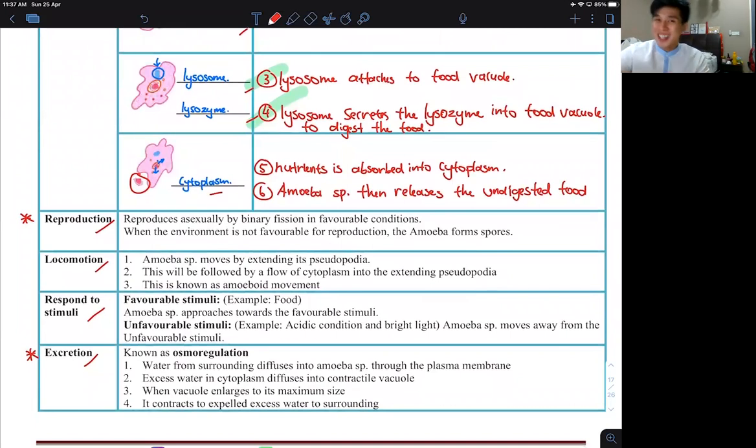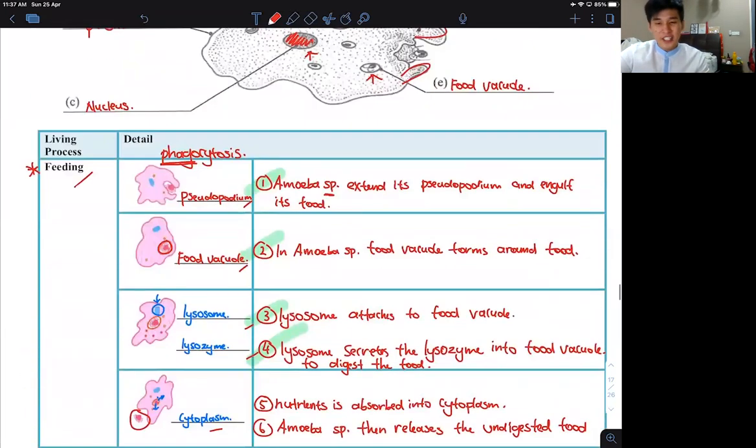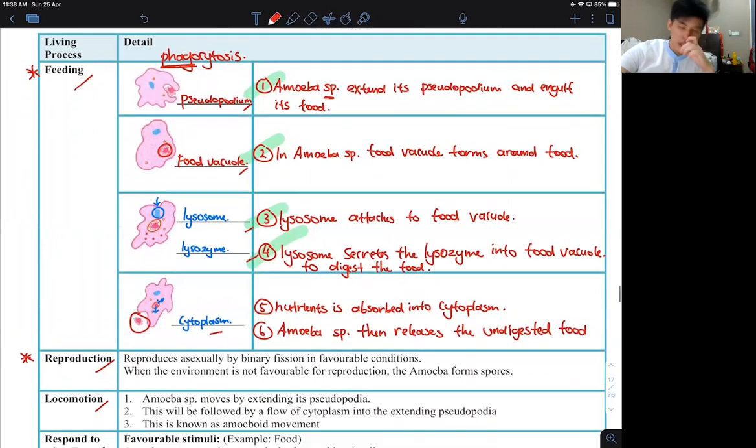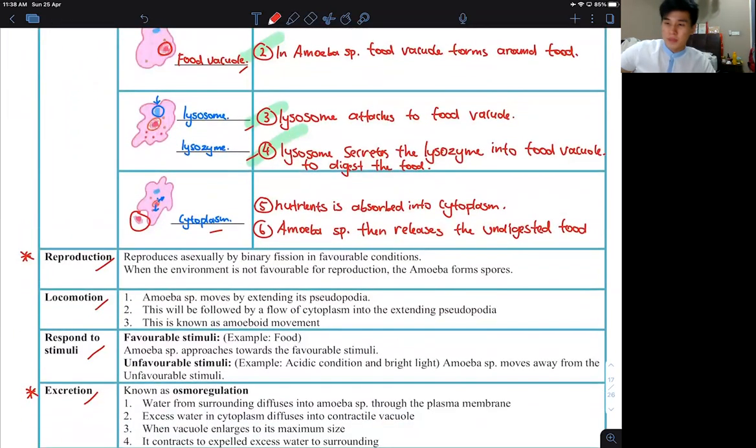So other than that, feeding is one of the most important. Remember the process, phagocytosis: I use pseudopodium to eat, then a food vacuole forms, the lysosome comes, secretes the lysozyme inside, digests the food, and then the nutrients go into the cytoplasm. Very easy actually. Now the next one, let's look at reproduction. So amoeba, how does it reproduce? Remember there are two methods. But both methods are asexual.